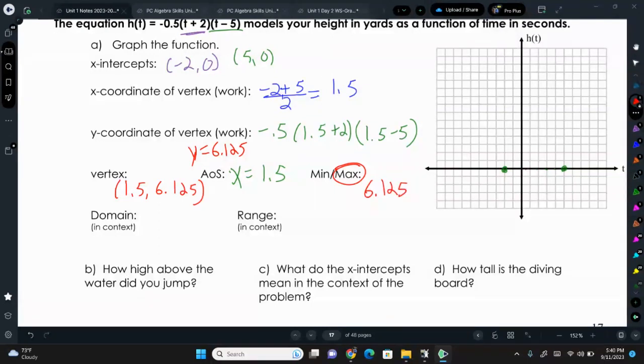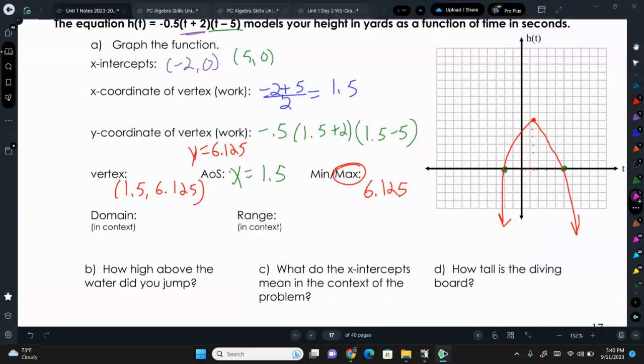So now we can graph this. We're going to go 1/2 over and then up 6.125, 1, 2, 3, 4, 5, 6, and a little bit more. So that is our graph.